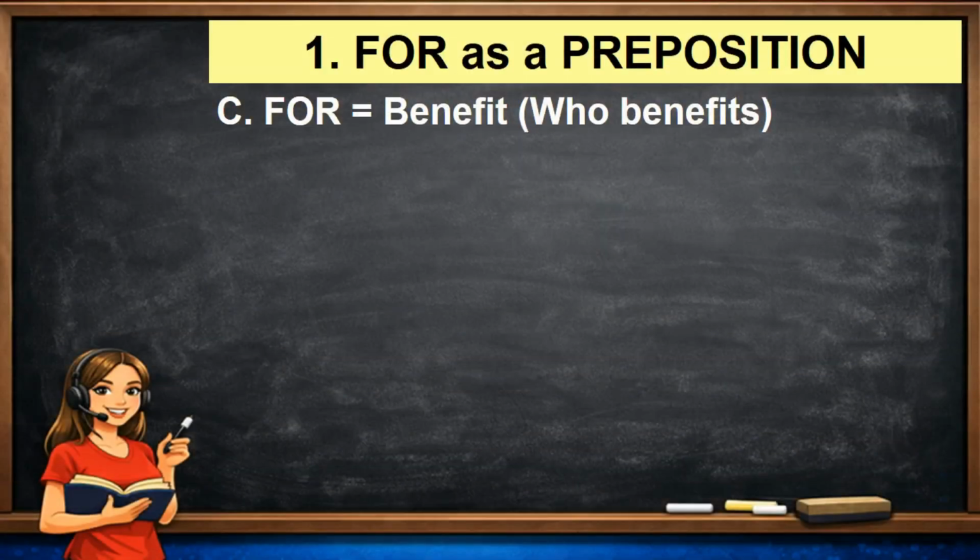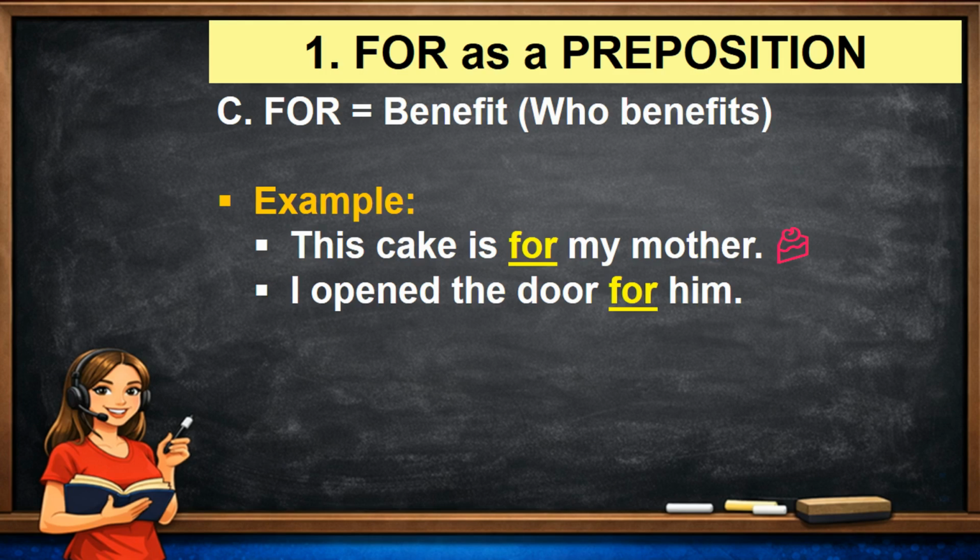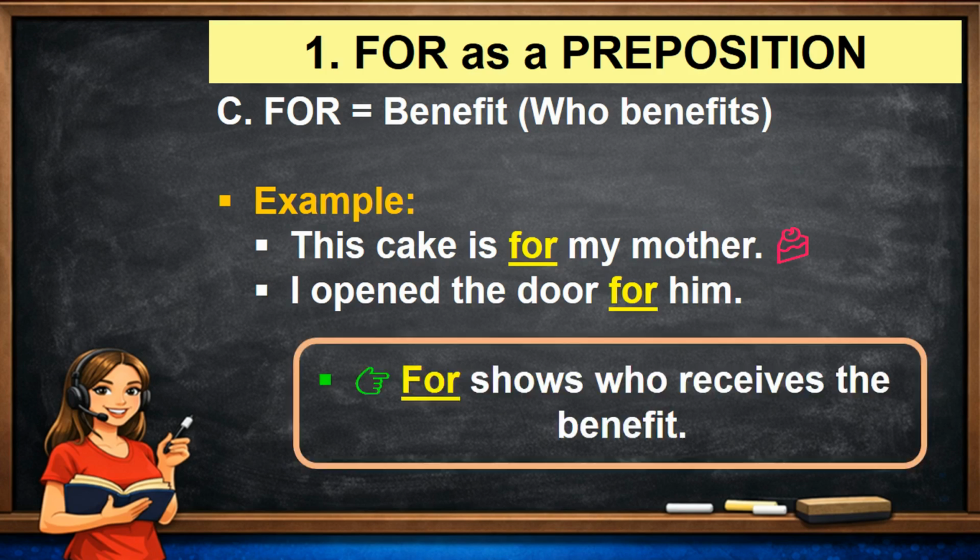C. For as a benefit, or who benefits. Example, this cake is for my mother. I opened the door for him. In these two sentences, for shows who receives the benefit.